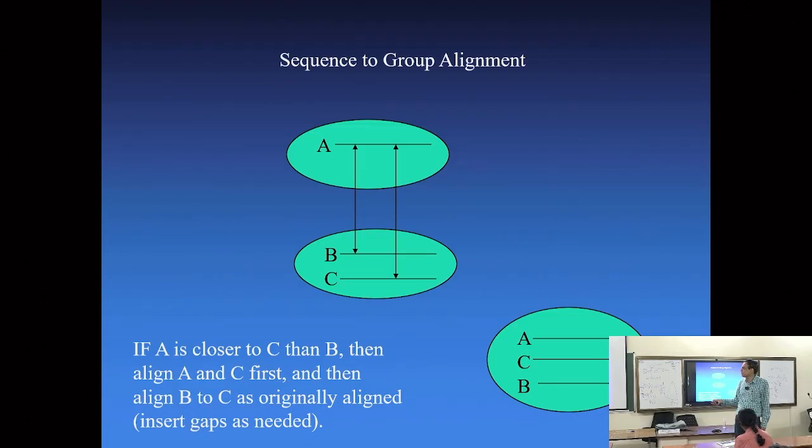So I know which residues are aligned between these two. Okay. So I will align accordingly, but I may have to insert gaps to align them because A and C were aligned. So the only thing that you have to do is make sure that these residues are aligned in the same order as they were originally aligned. Insert gaps to make this happen.